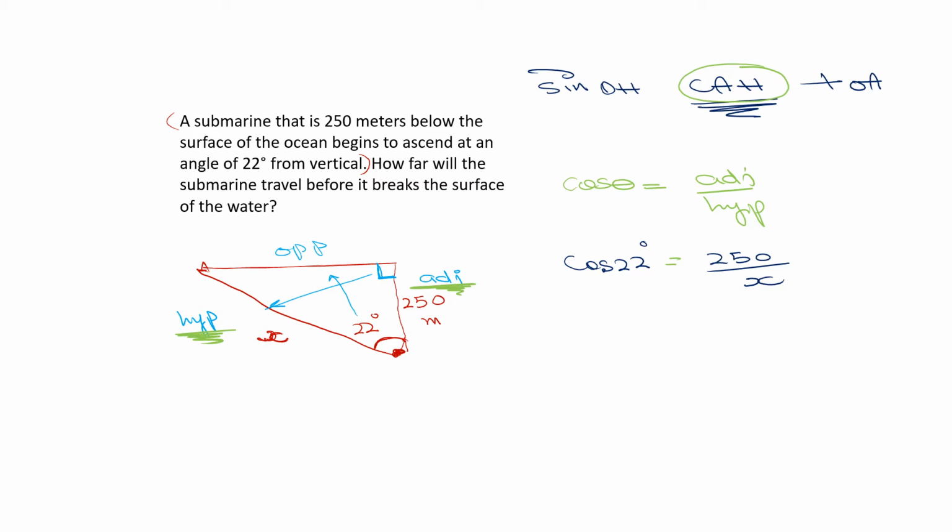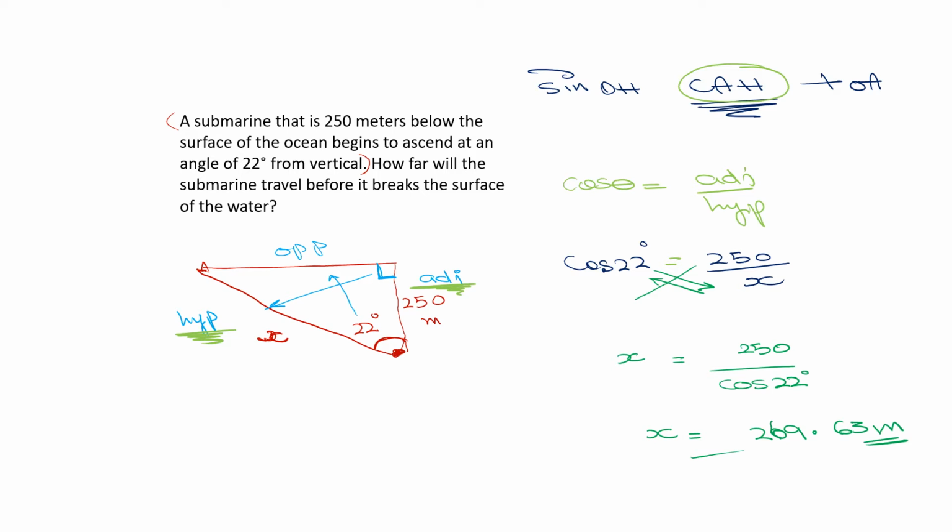Now cross multiply, and when we cross multiply we know that x we have to find out, so we can interchange the places of x and cosine 22. So x goes on the top and cosine 22 comes in at the bottom, and 250 stays as it is. Write it in the calculator and make sure that your calculators are in degree mode. So after calculating we will get x equals 269.63 meters, because we need to find the distance, so this is given in meters.